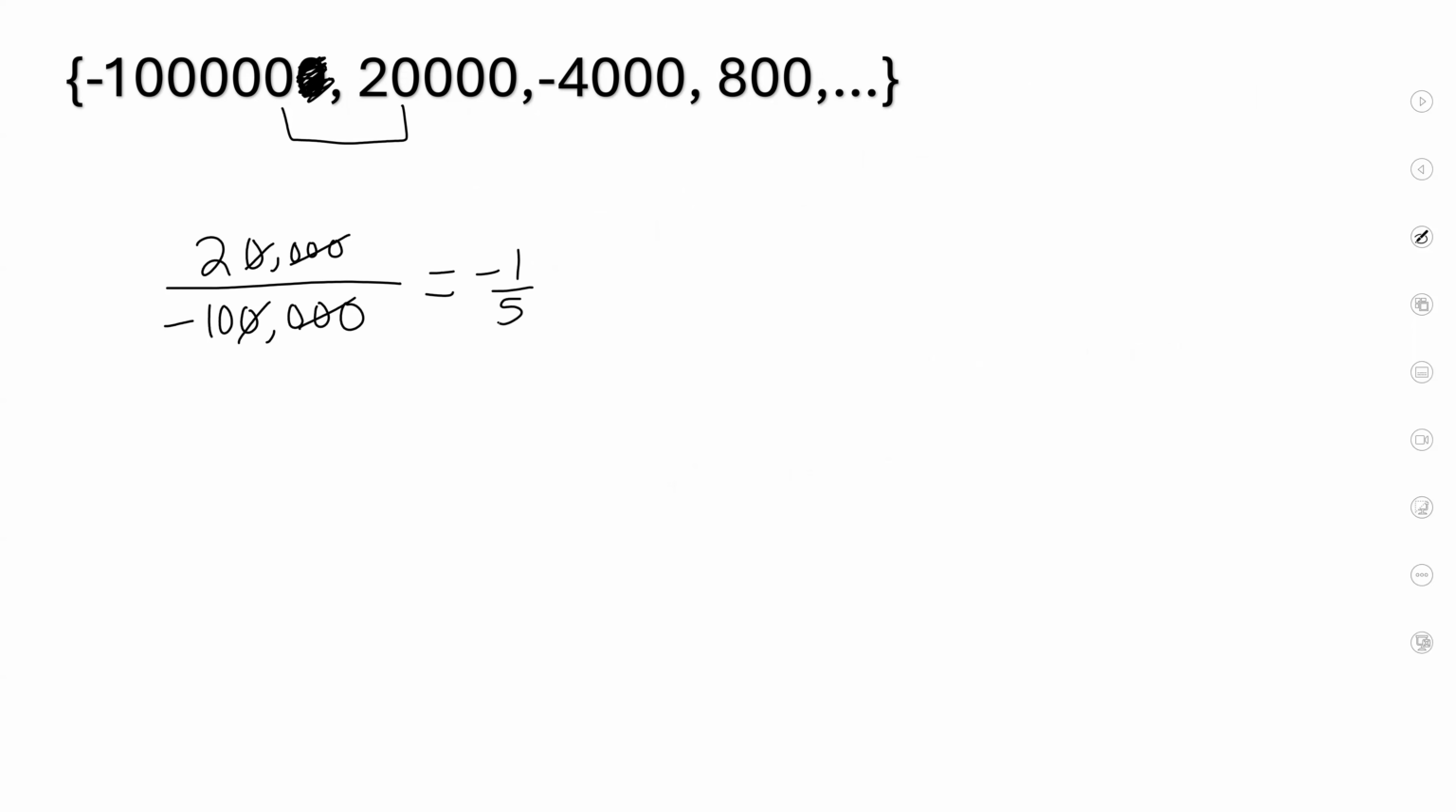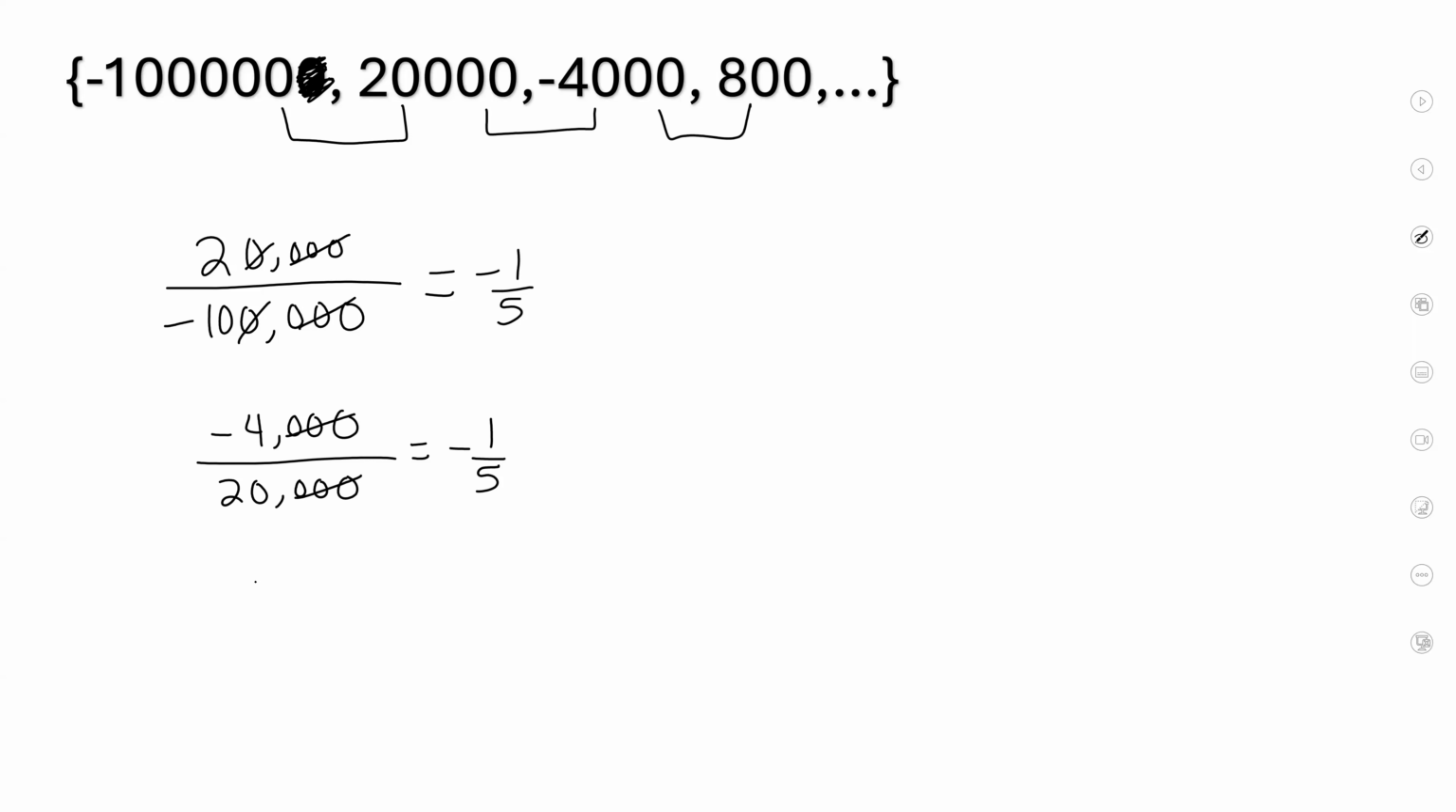Let's figure out what the common ratio is. These are two consecutive terms. We have 20,000 divided by negative 100,000. This will simplify to negative 1/5. Let's do the next two consecutive terms. This is negative 4,000 divided by 20,000. Those zeros cancel. This is negative 1/5.